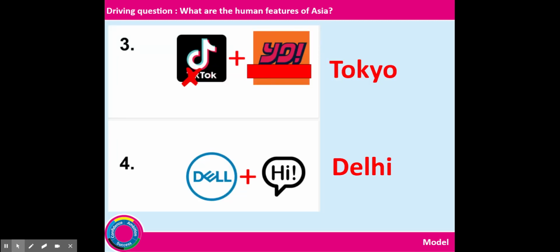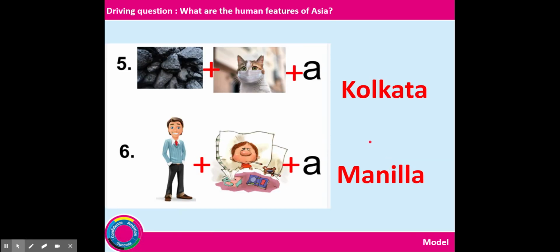The next one is Tokyo. So I thought TikTok, I'm sure you're aware what TikTok is, and Yo Sushi. So Tokyo. So number 3 was Tokyo. Number 4 was Delhi, Del, then the computer, and then just hi. So Delhi or Delhi. So pause it quickly if you need to write them down.